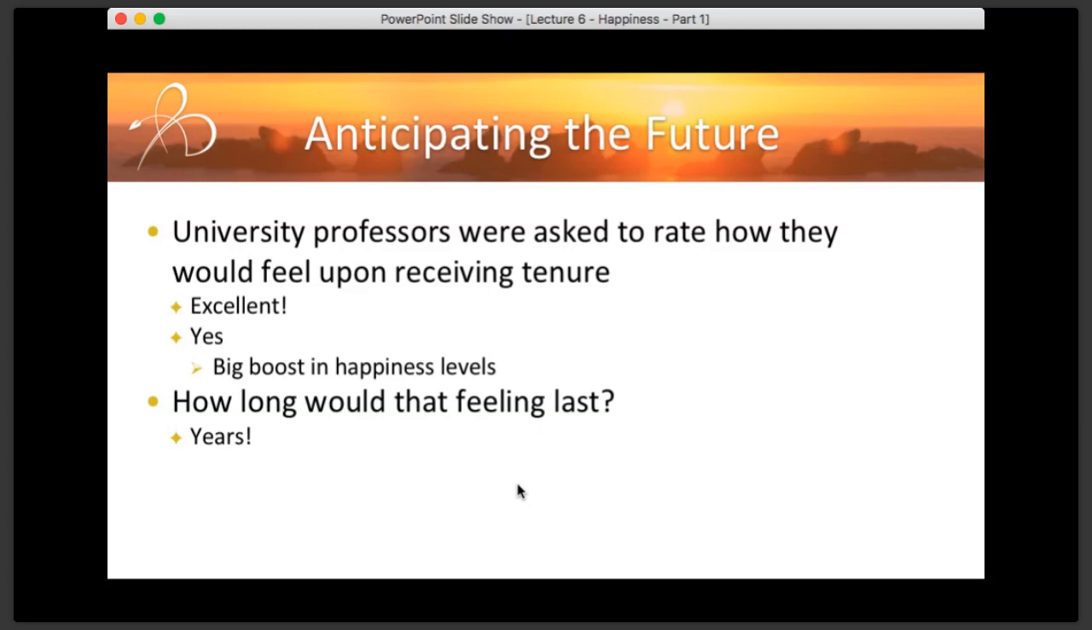Now, they get tenure, they feel awesome, there's this big boost in their happiness levels, but in fact, that feeling does not last. It lasts for just a few months, no more than 2 to 6 months, and then they're back to their baseline level of happiness, despite the fact that they continue to be the recipients of unlimited lifetime security, essentially. Doesn't matter. They're back to their baseline level of happiness within months.